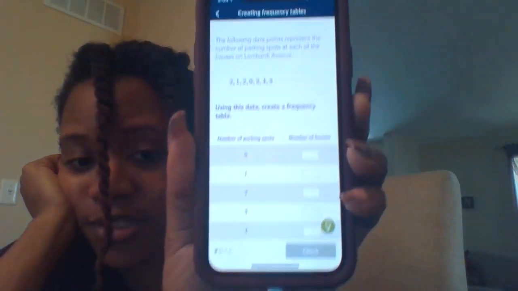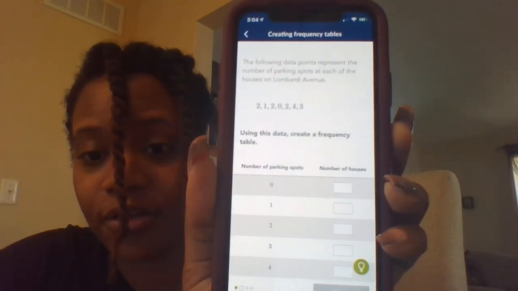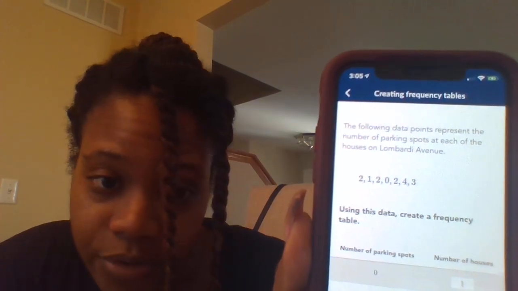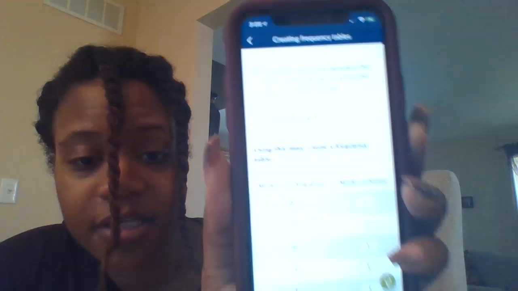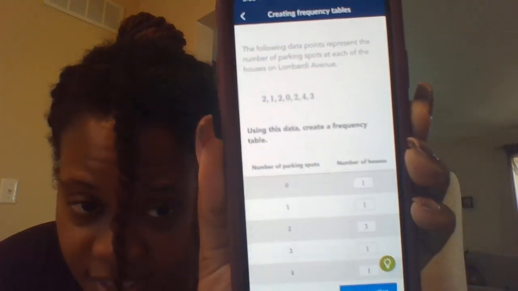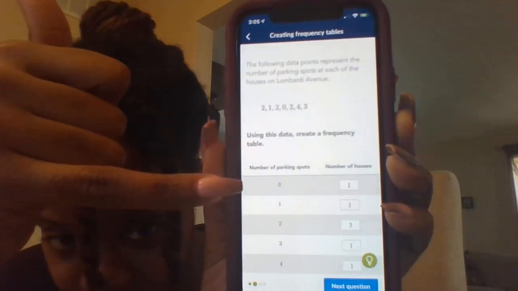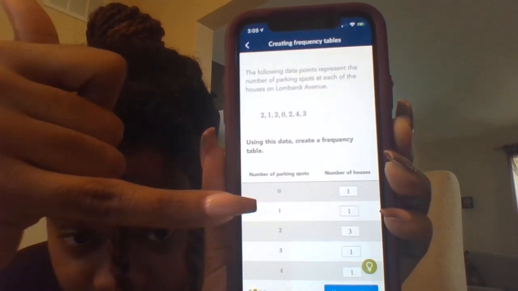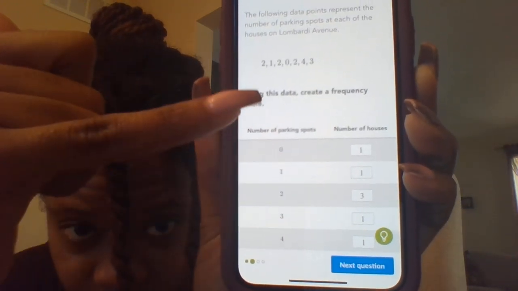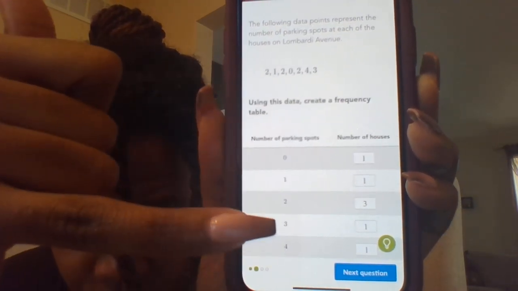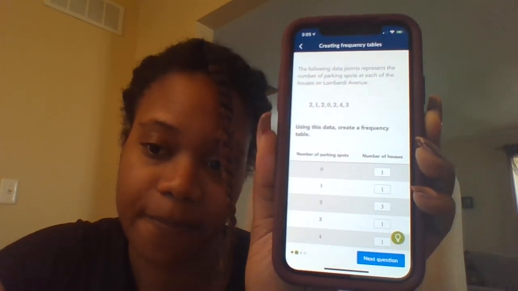The next question in the set is very similar. They just don't give it to you in an actual table. So I'll go ahead and do that and show you my final answer. So in this problem, we are told the following data points represent the number of parking spots at each of the houses on Lombardy Avenue. And we are just asked to create a frequency table to determine the amount of times each data value is represented. So 0 is seen 1 time, 1 is seen 1 time, 2 is seen 3 times, 3 is seen 1 time, and 4 is seen 1 time. So that's how we got that frequency table.